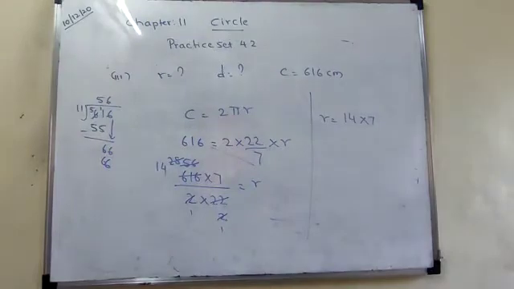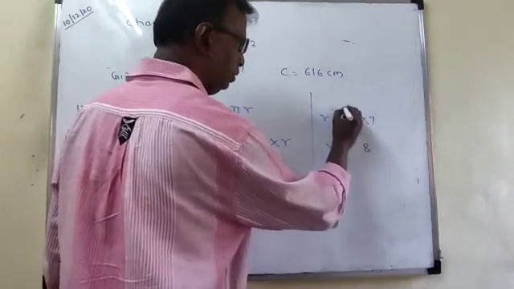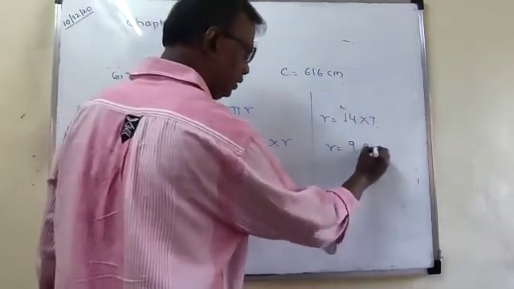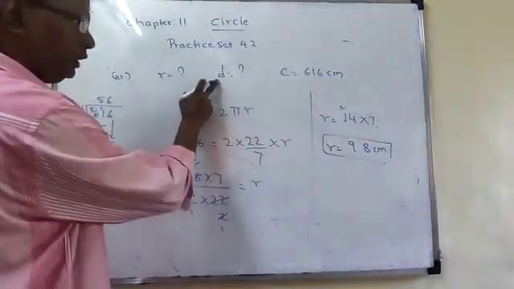What is 14 into 7? Multiply, students. What is the answer? 14 into 7. Multiply fast. 7 4s are 28. 7 1s are 7, 8, 9. 98 centimeters. So radius is how much? 98 centimeters.